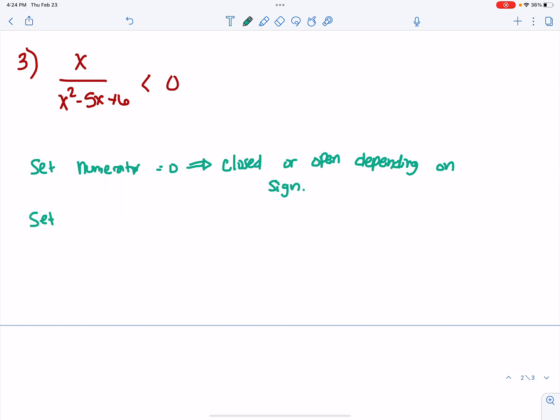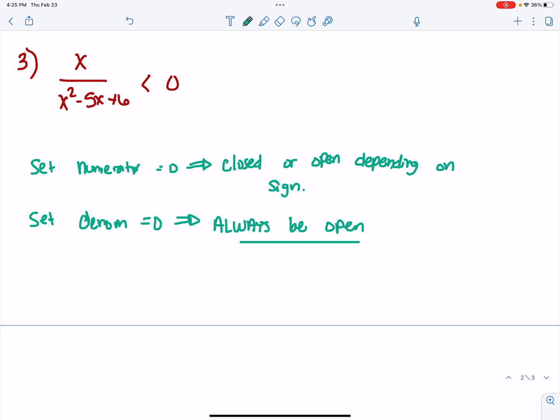You're also going to set the denominator equal to 0. And this will always be open. The reason it's always open is because it's a vertical asymptote. So we're essentially trying to find out where the vertical asymptotes are. And since we can't touch it, it's going to be open.